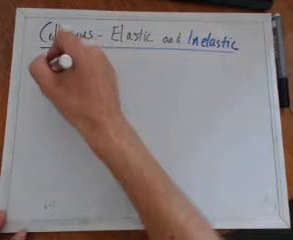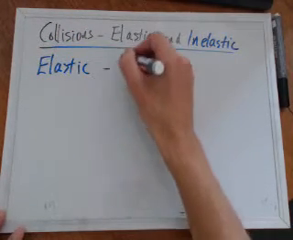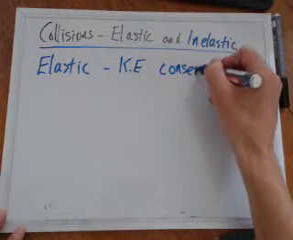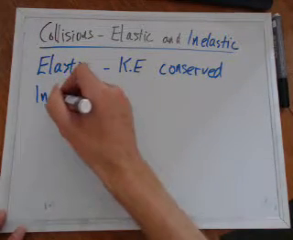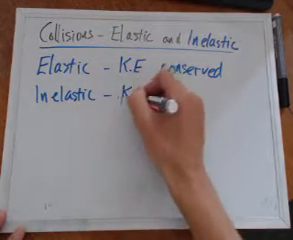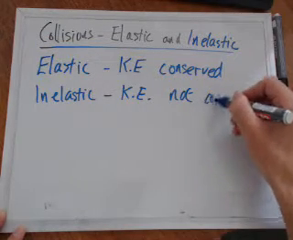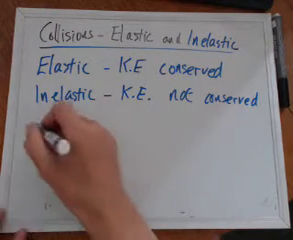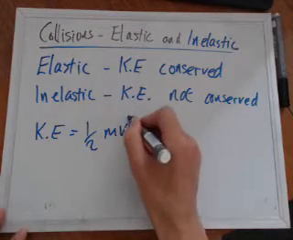If two bodies collide and kinetic energy is conserved, that is an elastic collision. If two bodies collide and kinetic energy is not conserved, that is an inelastic collision. Now just to remind you of the equation: kinetic energy is equal to half mv squared.